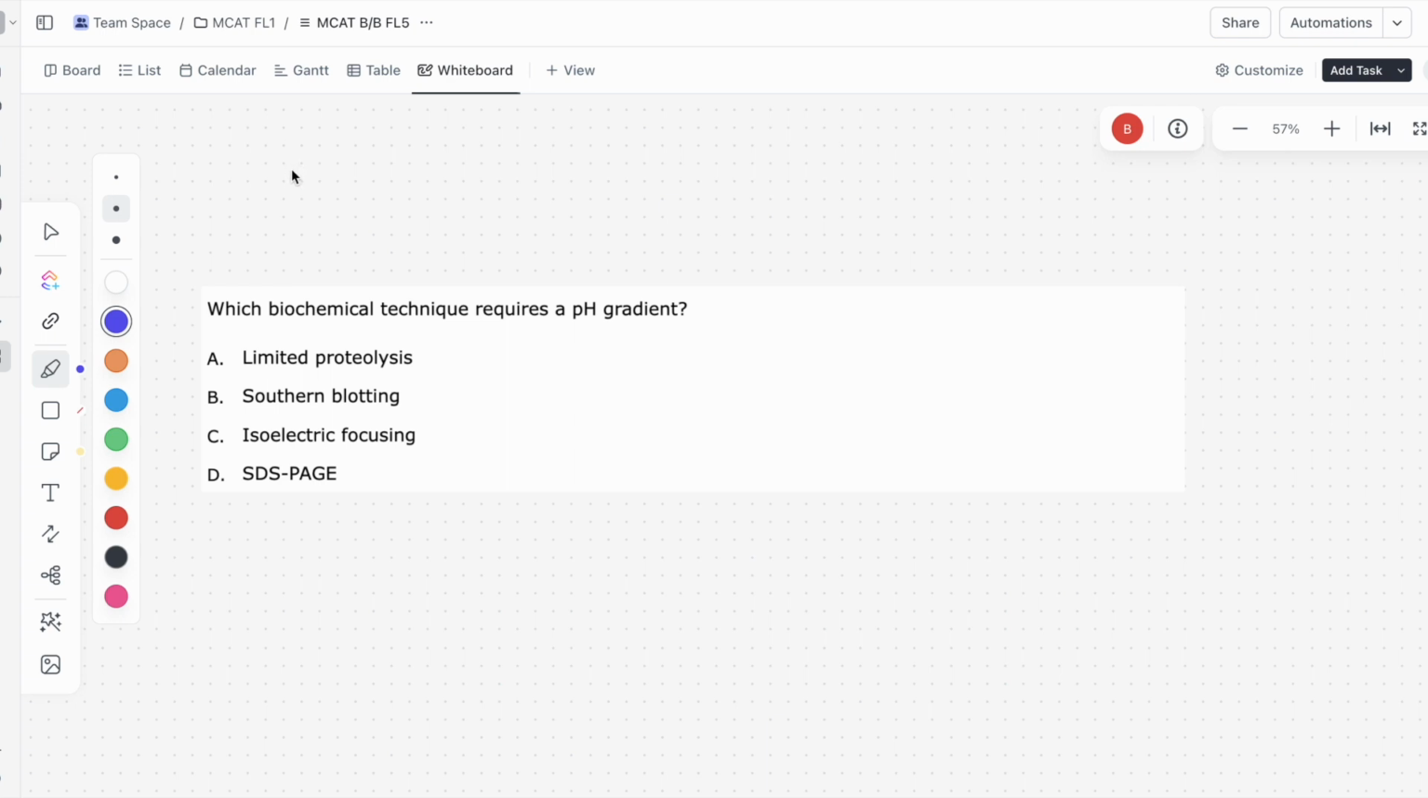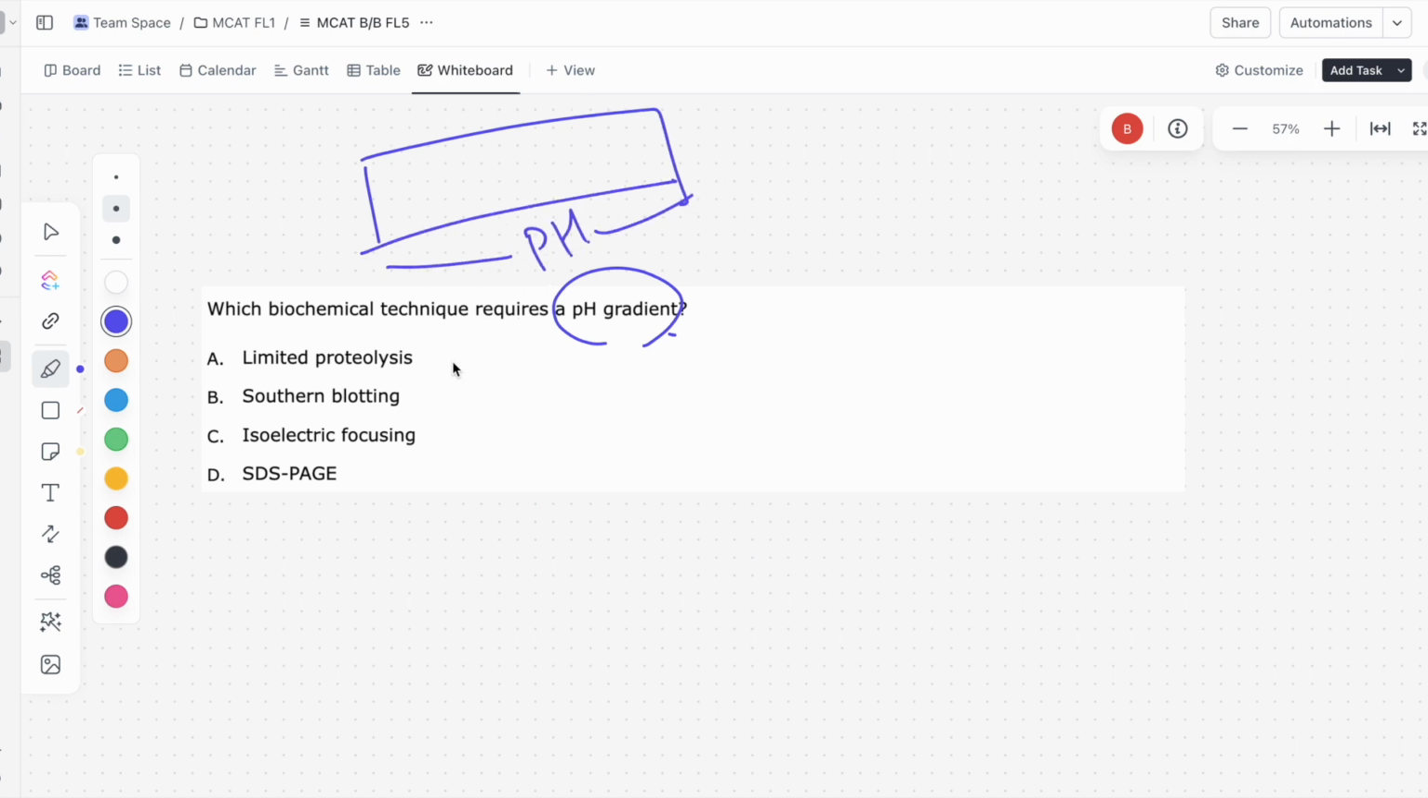So this is question 29. This is a discrete question, and it states which biochemical technique requires a pH gradient. So what this is asking is what biochemical technique requires you to have this gradient of pH across a certain distance, essentially. So A says limited proteolysis.